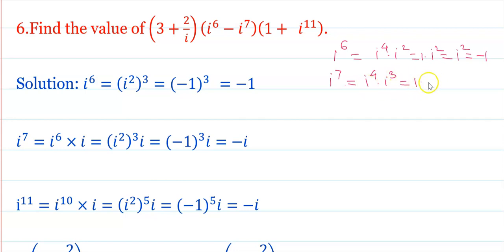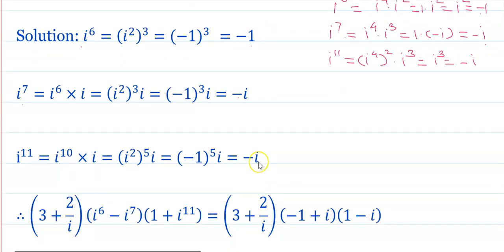I raised to 4 is 1 and I cube is minus I, and overall it is minus I. I raised to 11 can be written as I raised to 4, this bracket squared, again, next is I cube. I raised to 4 is 1, 1 square is again 1. Then the value remaining is I cube, but I cube is minus I. And hence in this way, I raised to 6 is minus 1, I raised to 7 is minus I, I raised to 11 is again minus I.